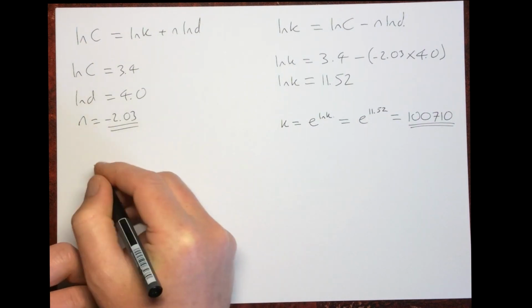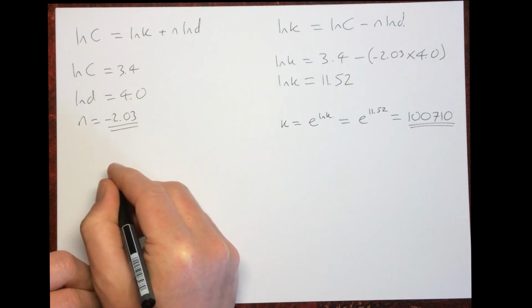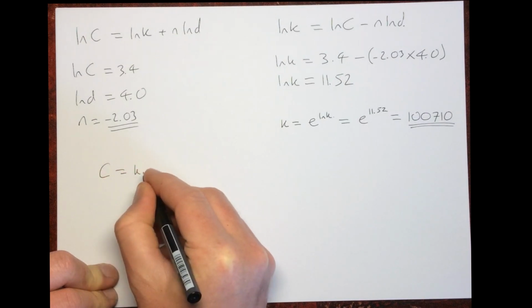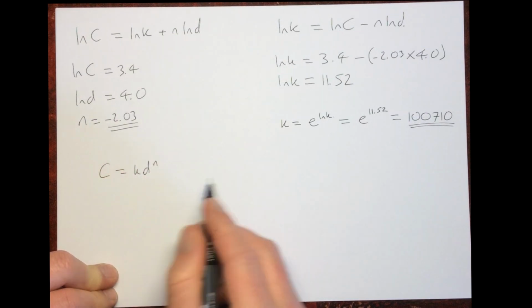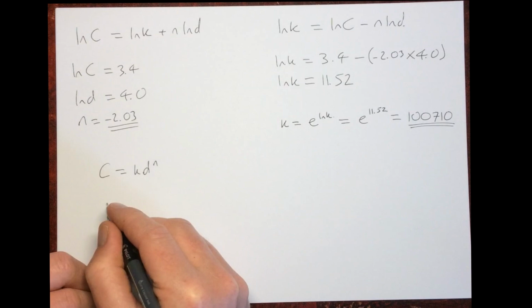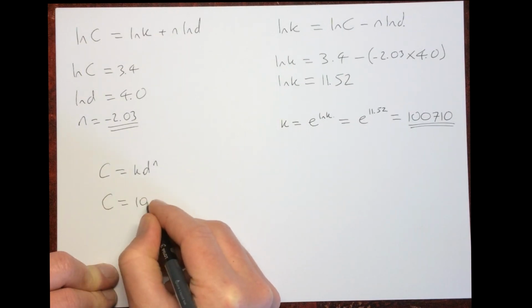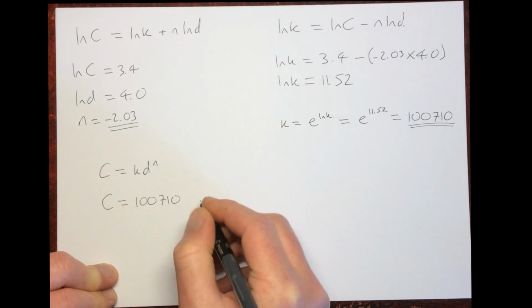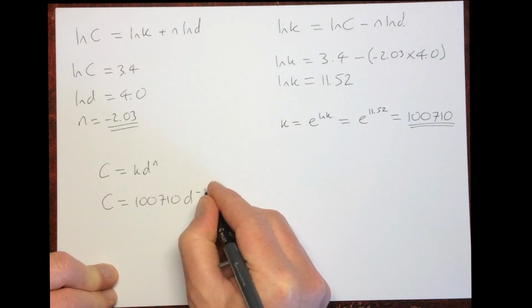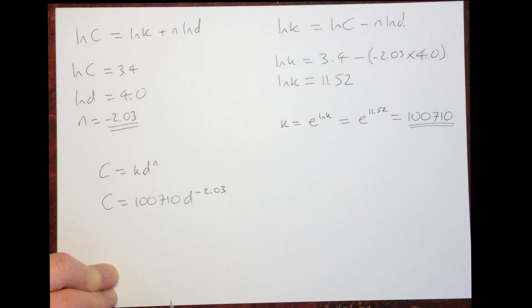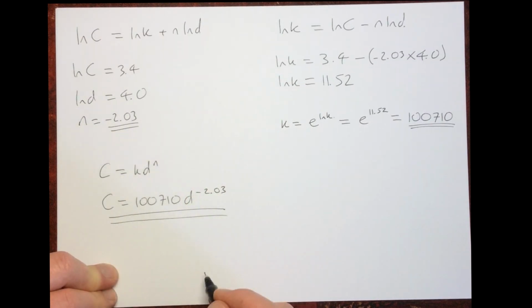So we now know a value for n and a value for k, and we can use that to rewrite the equation. We know that c equals k d to the power of n. So you can now substitute these values into this equation to get c equals 1,710 d to the power of minus 2.03. That's what you might be asked to do in an exam.